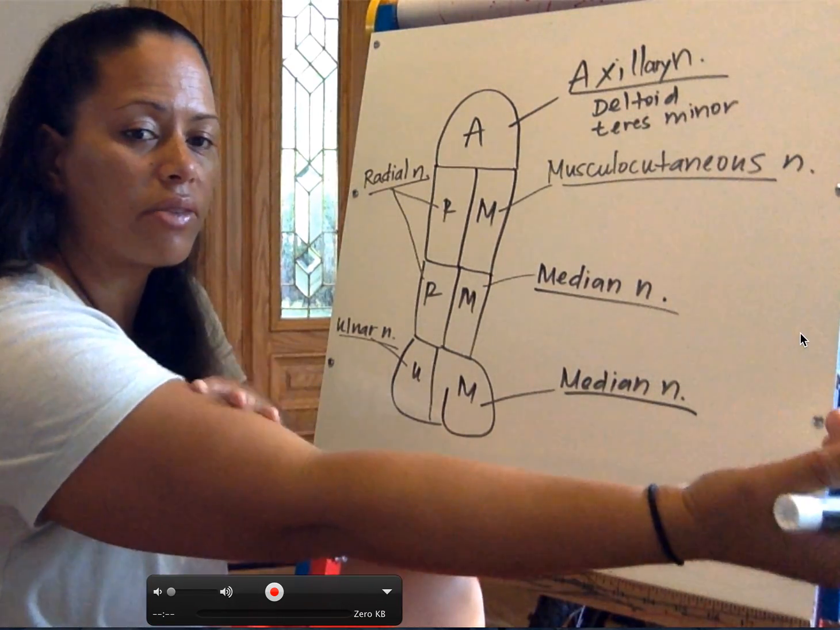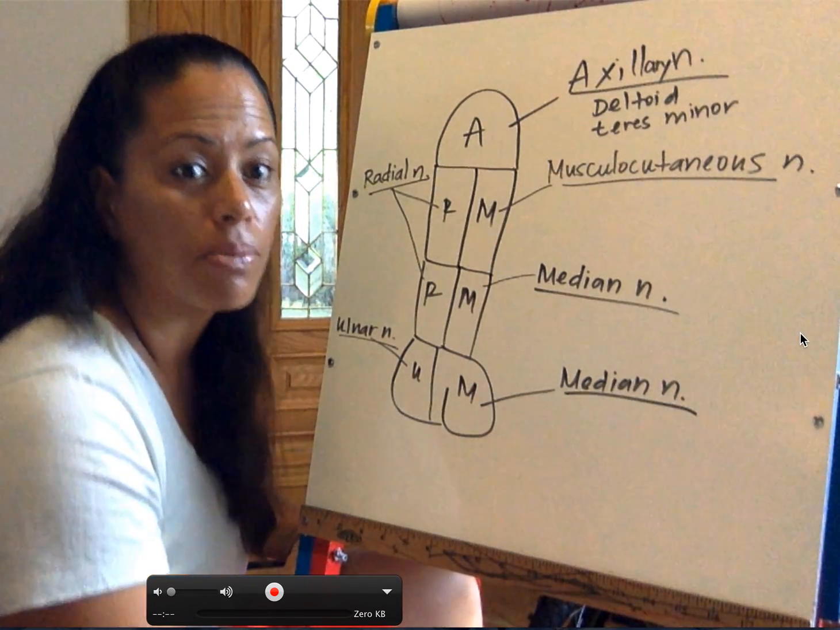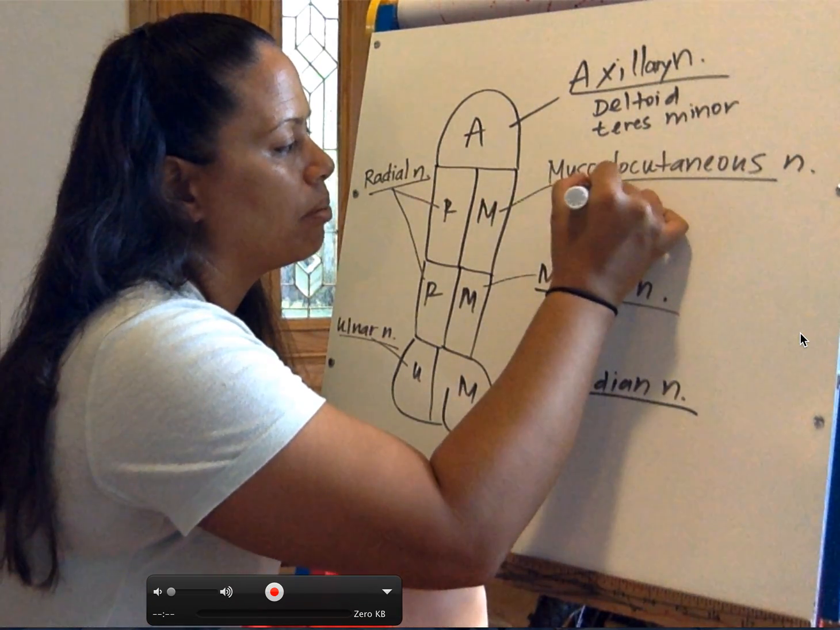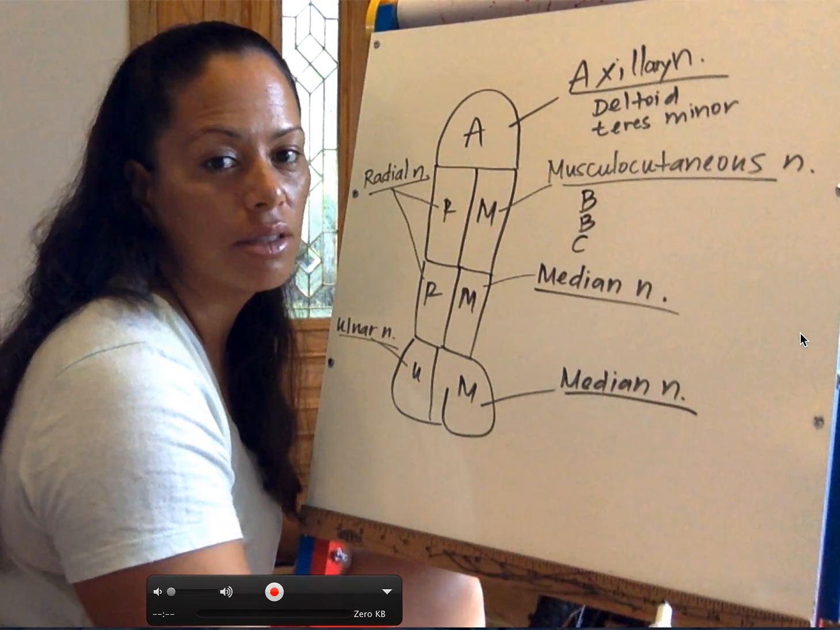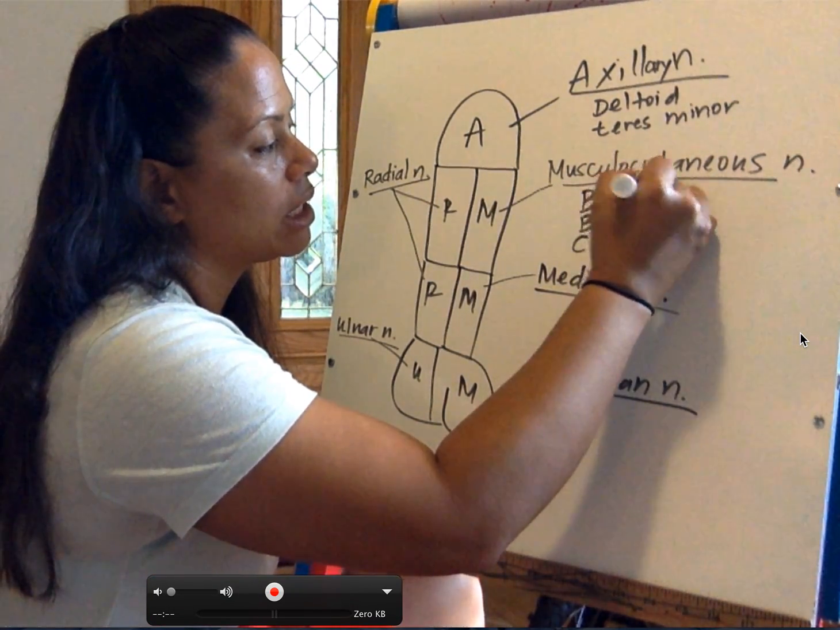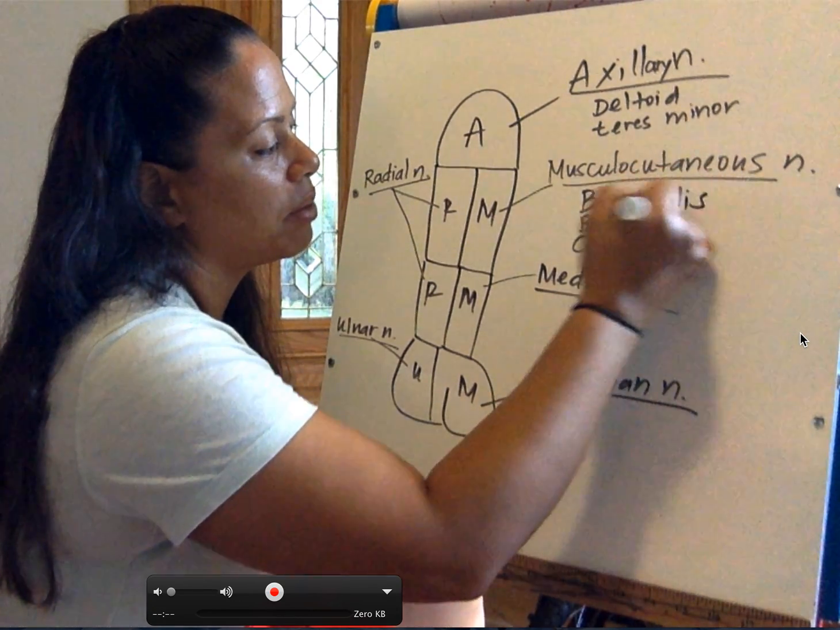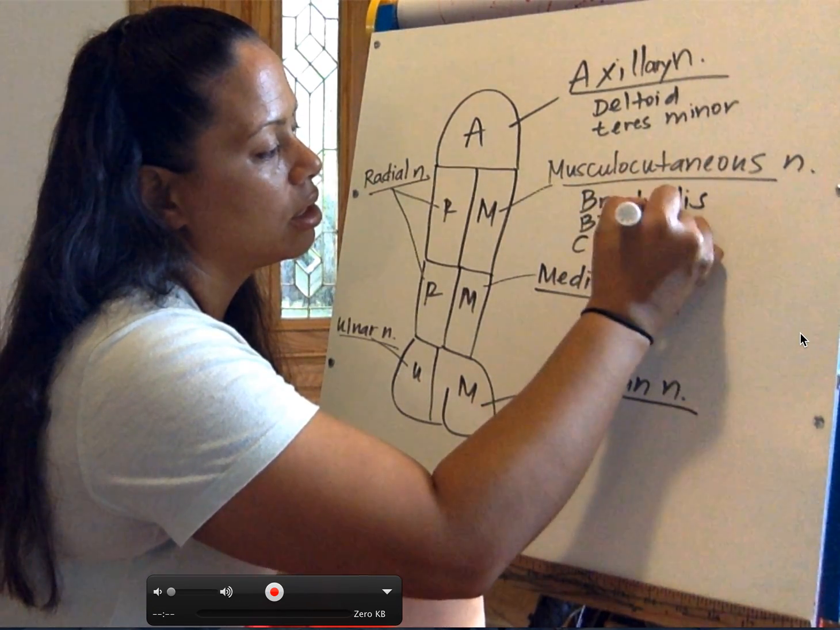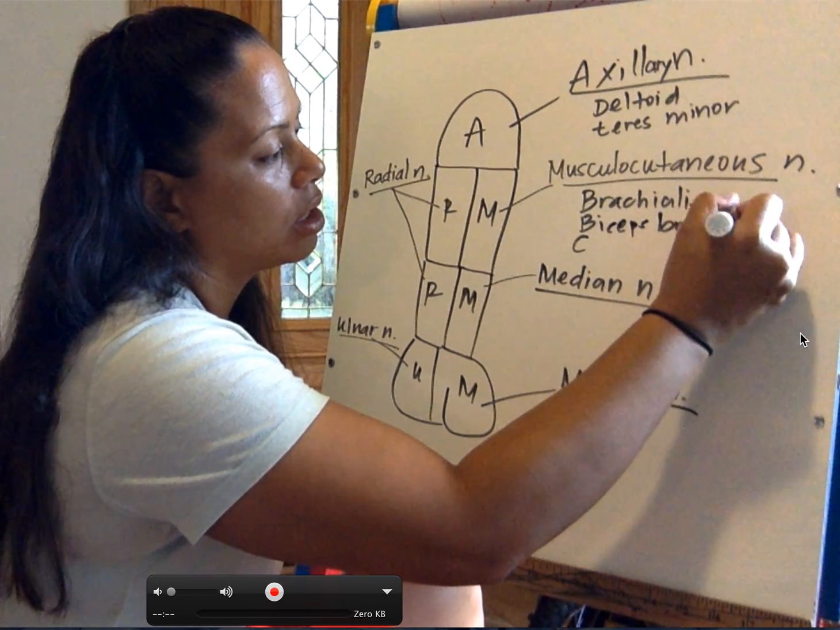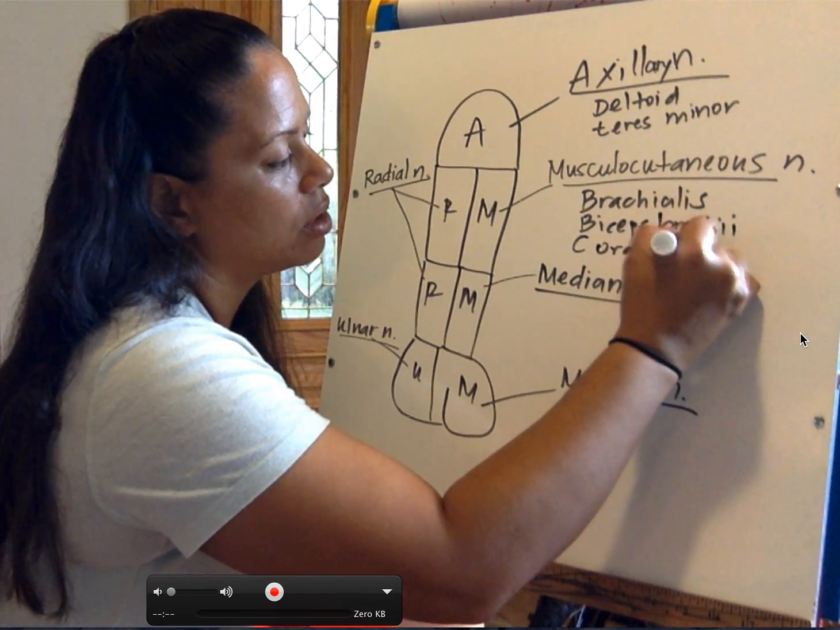What are the three muscles of the anterior arm? It's the BBC, right? The British Broadcasting Channel. BBC: brachialis, it doesn't matter the order, biceps brachii, coracobrachialis.